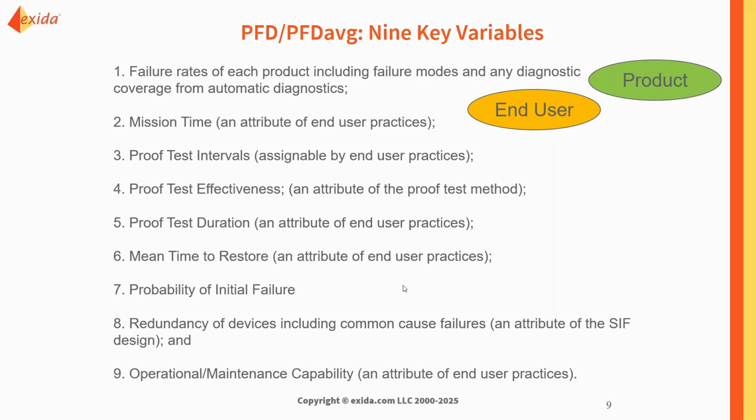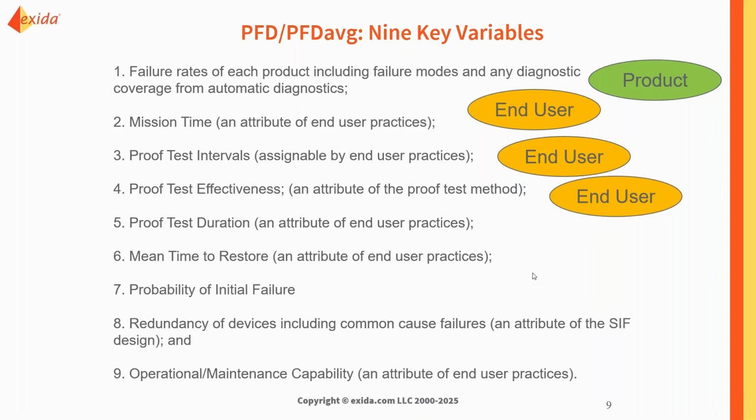Now, there's another webinar I did on this where the mission time, proof test intervals, and proof test coverage or effectiveness plays into the PFD average. So you might be interested in looking at that if you haven't seen that one. So proof test intervals, again, defined by the end user. The effectiveness is going to be an attribute of the proof test method. And here again, you can design a proof test that can be very efficient in terms of coverage, giving you high coverage, but if it takes 8 or 9 hours to perform, well, guess what? It's not going to get done. So the effectiveness is also going to be defined by the end user.